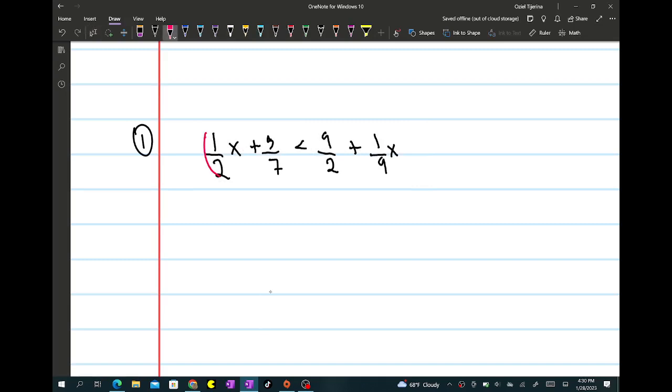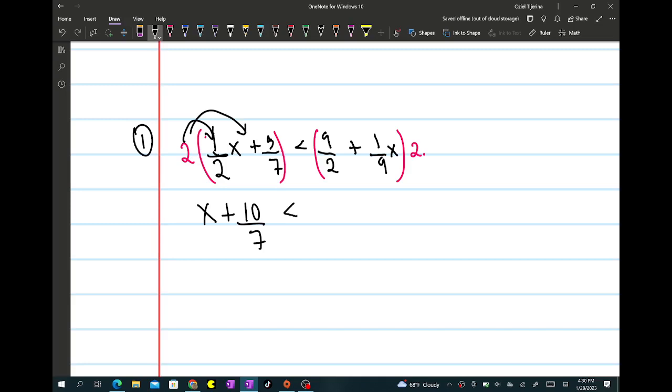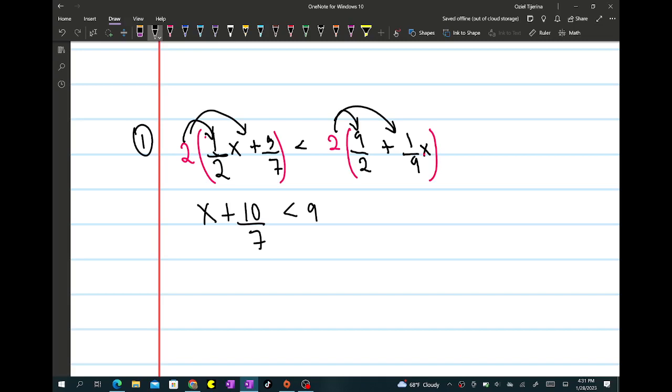So I want to get rid of the 2. I'm going to multiply both sides by 2, right? Then with the distributive property, we get x plus 10 over 7 is less than, and of course you distribute the 2 to this one. So the 2 is also being multiplied over here. Then it'd be 2 times 9 halves, that's going to be 9, and 2 times 1 over 9x is going to be 2 over 9x, so plus 2 over 9x.